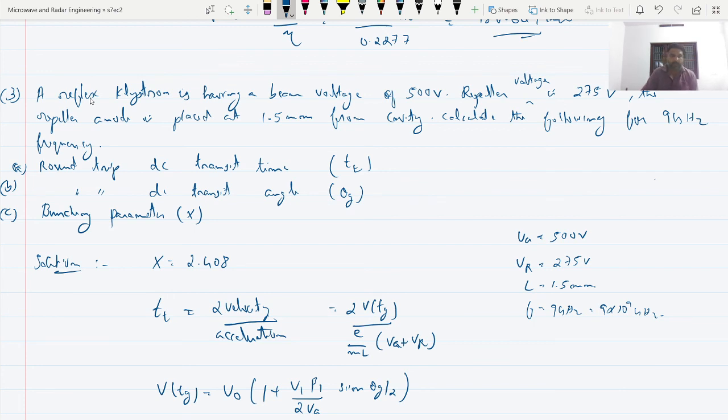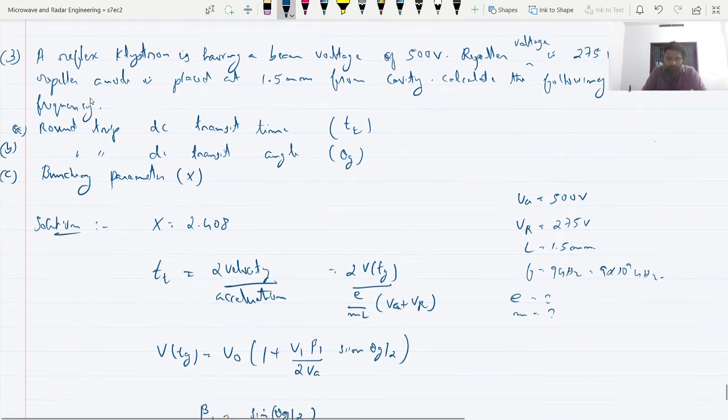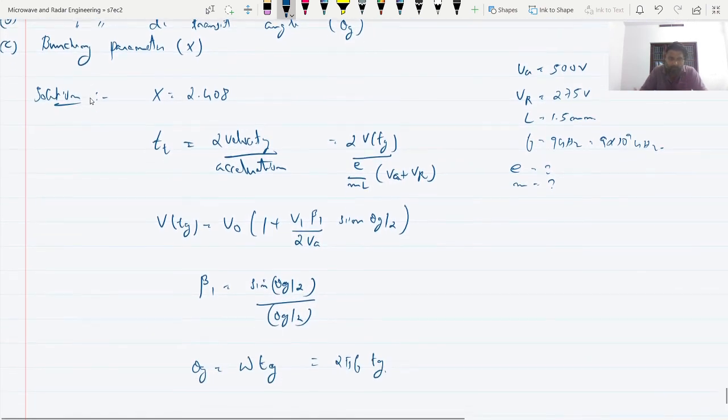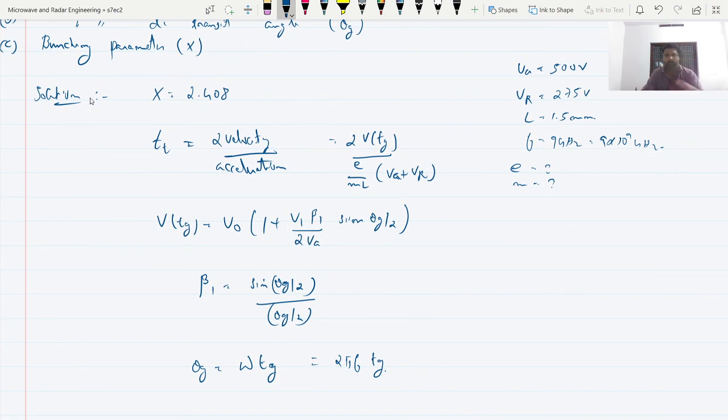Okay. Then what else? Nothing. You have to calculate the DC. All other things are given. So just do it for this one. Okay, by using this equation, just calculate. The values of E you already know, M you already know. So nothing is there. You just calculate directly. Okay. Theta G is 2 pi f into Tg. Calculate Tg. Okay.